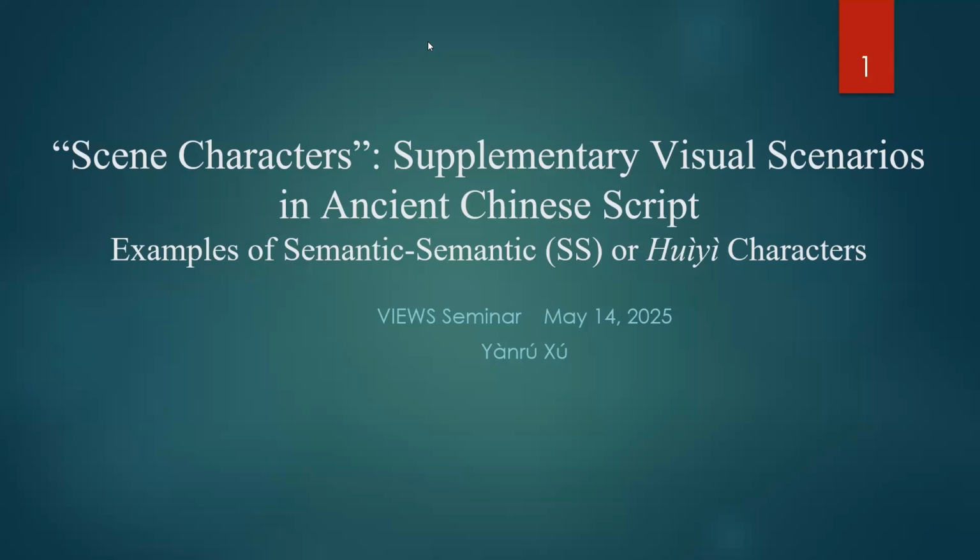Today, I'm going to talk about a special group of Huìyì characters in Oracle bone inscriptions. In ancient Chinese script, Huìyì characters are composed of two or more semantic elements. Thus, we also call them semantic-semantic compounds. The embedded position of these special compounds provides supplementary visual scenarios to readers. In this way, we call them scene characters. I will explain more later.